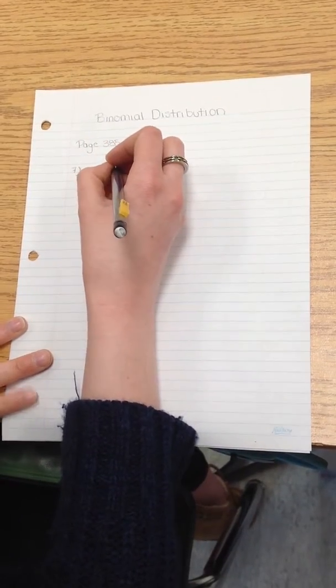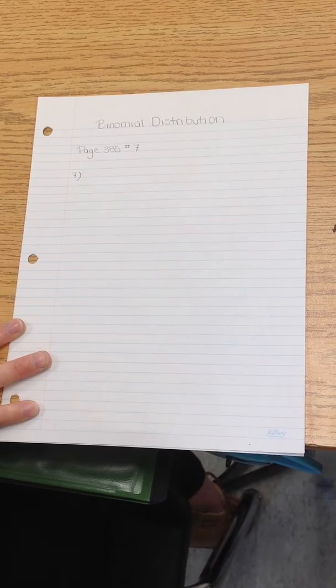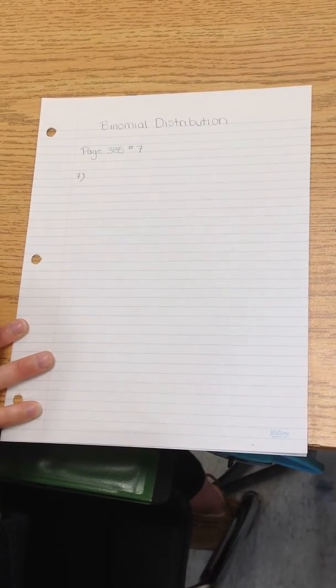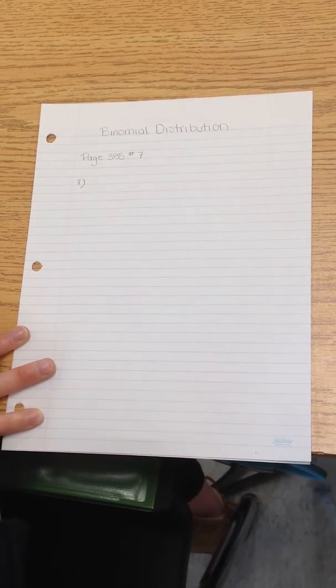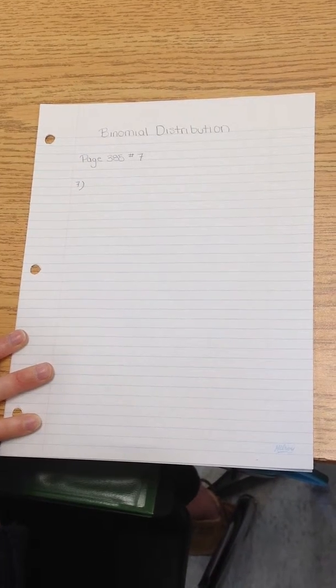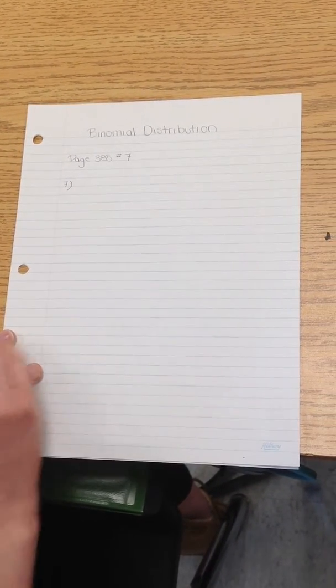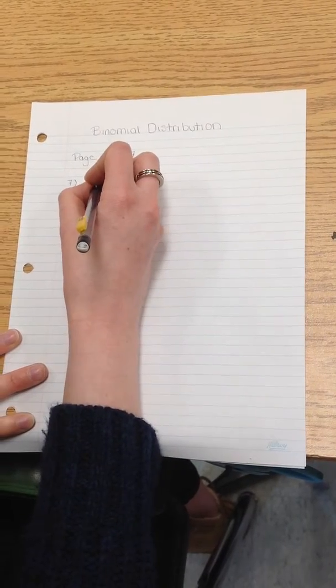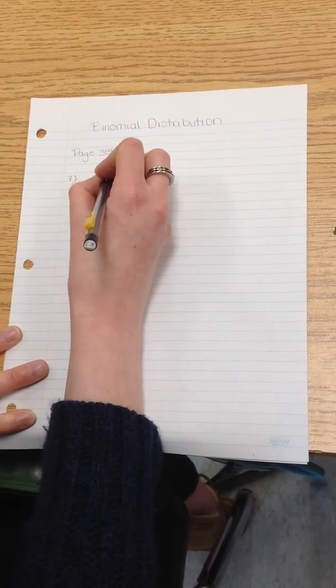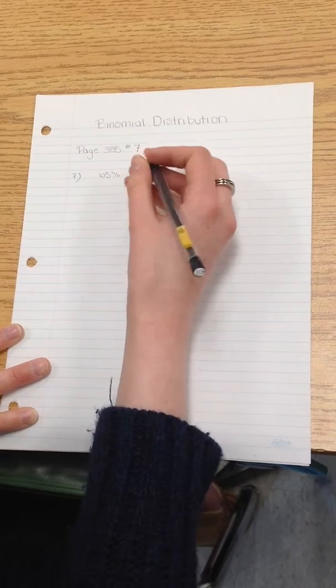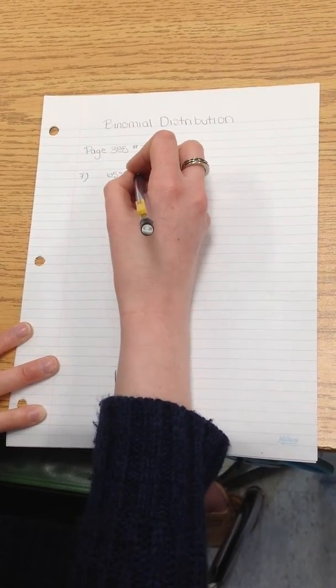So this question is from page 385 of the textbook. It's question number 7. So the question reads, suppose that 65% of the families in a town own computers. If 8 families are surveyed at random, so we start off with A, which is what is the probability that at least 4 own computers?